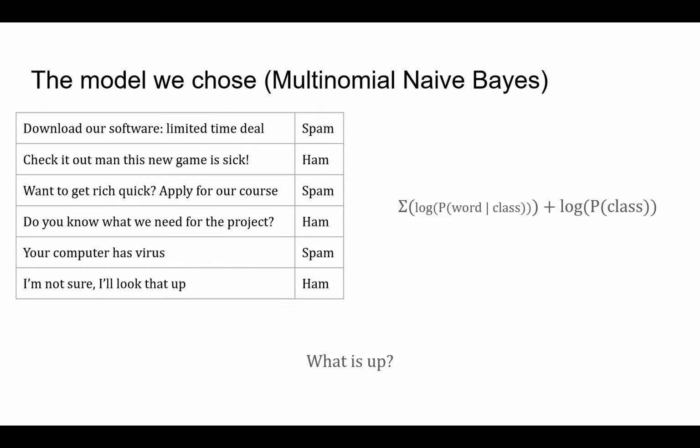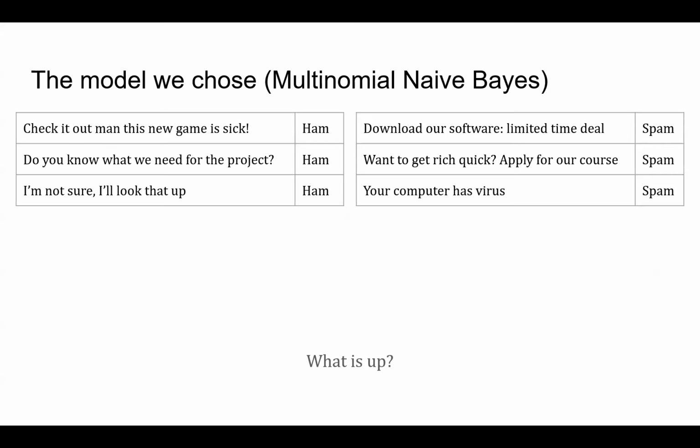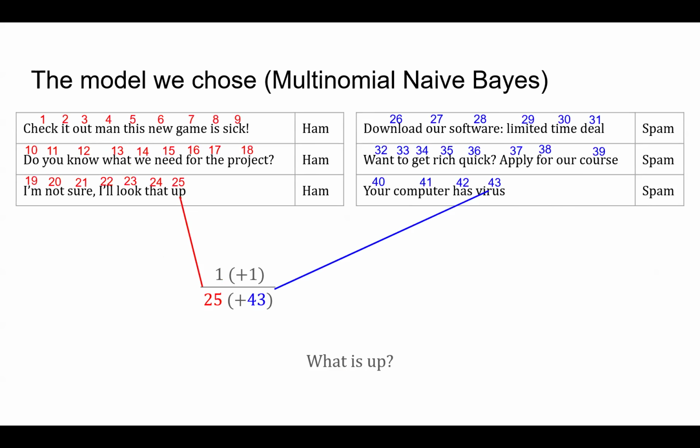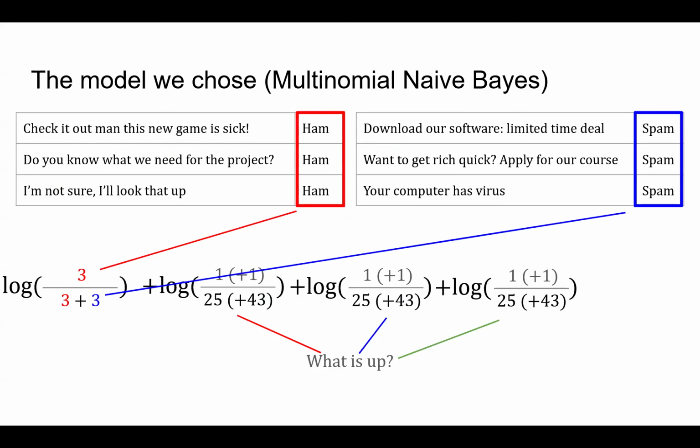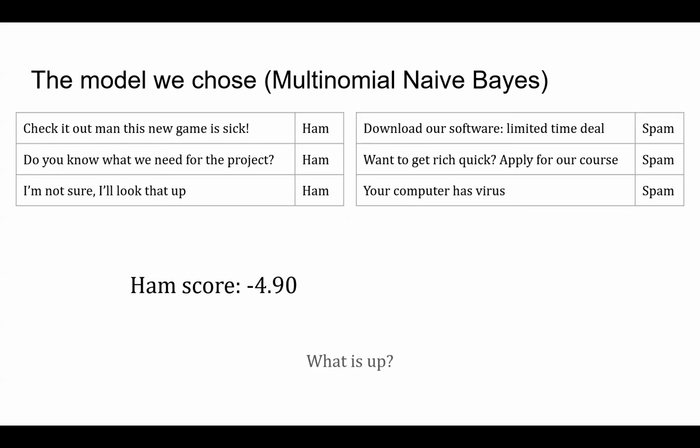So, for example, with this test message, what is up, and this test data, all we have to do is cut the data in half. For the first word, count how many times it shows up, divide that by the total amount of words. Then we can just take the logarithm and do that for every word. Once we then add the probability of it being ham at all, we can do the math and get our ham score, which is negative 4.9 for this case.